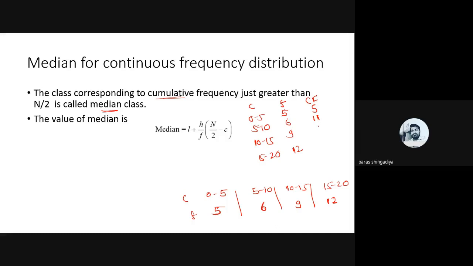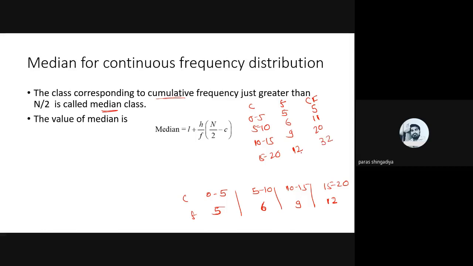Now the next CF: we take 5 plus 6 plus 9. 5 plus 6 is 11, and 11 plus 9 is 20. So 20 is the next one. Then for the fourth CF, it is the addition 5 plus 6 plus 9 plus 12, so 20 plus 12, which is equal to 32.